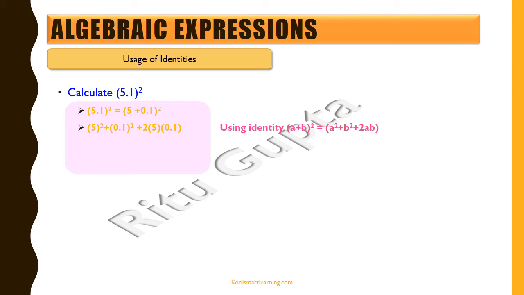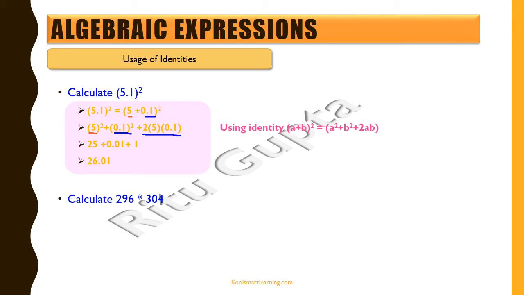And using that identity, we make it as 5 square and then 0.1 square, and then we have 2ab, which is 2 into 5 into 0.1, and that result becomes 25 plus 0.01 plus 1, and that's 26.01. So if you see, this is a much faster approach of calculating 5.1 whole square instead of doing a standard calculation.